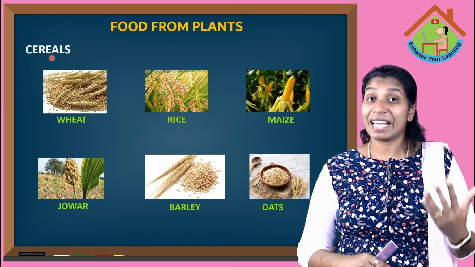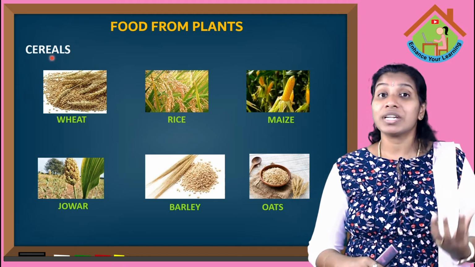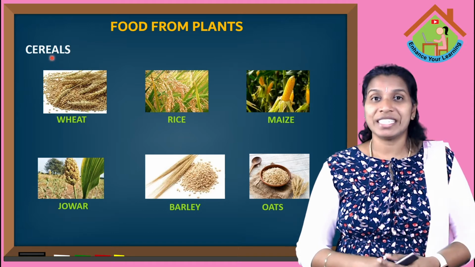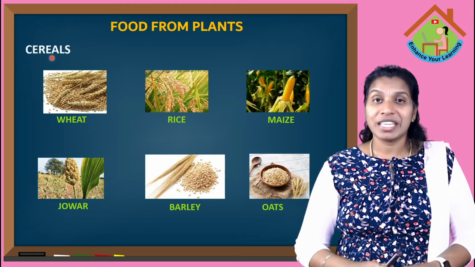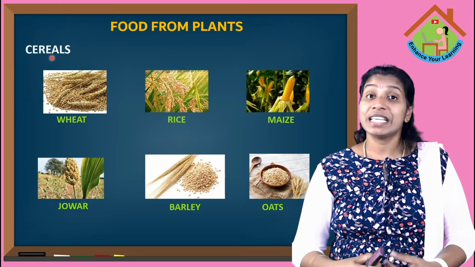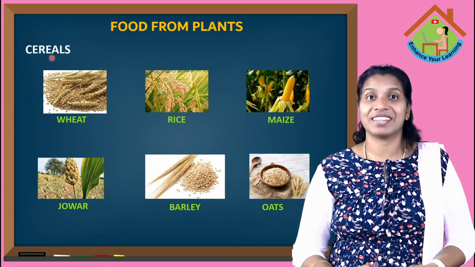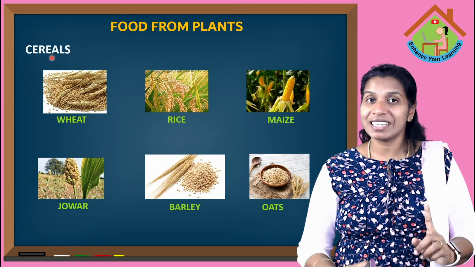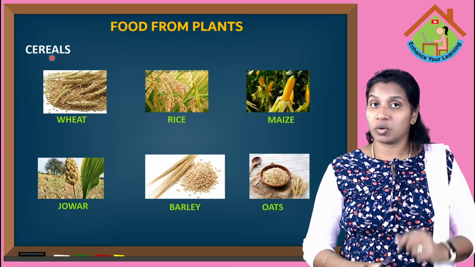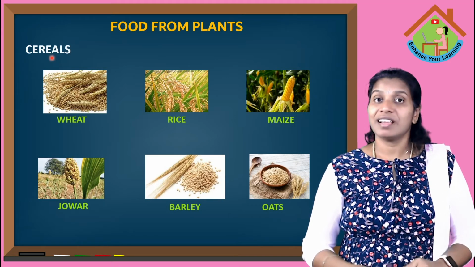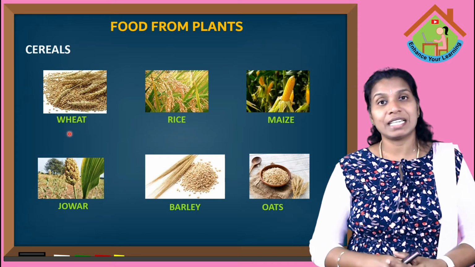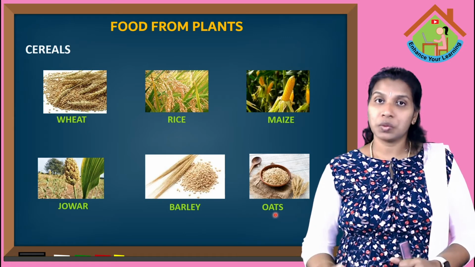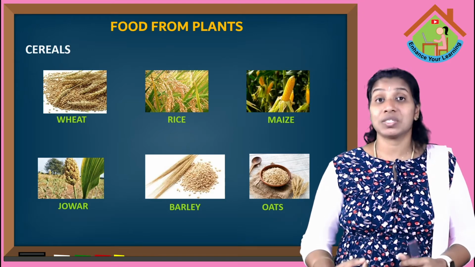Cereals means a grass cultivated for its edible component of grain. In order to get the grain or the cereal, we cultivate greater quantities of cereals, because cereals are the most important food of all types. It is the main source of energy for human beings. Okay, kids? Cereals contain fat, carbohydrate, protein, oil, vitamins and minerals. What are the examples of cereals? Wheat, rice, maize, jowar, barley and oats. These are all the important cereals we consume.